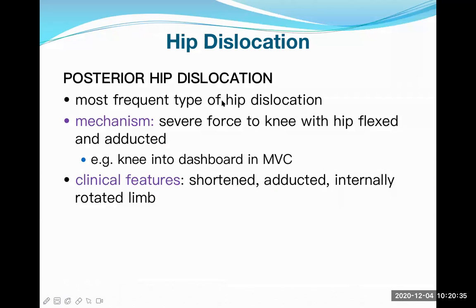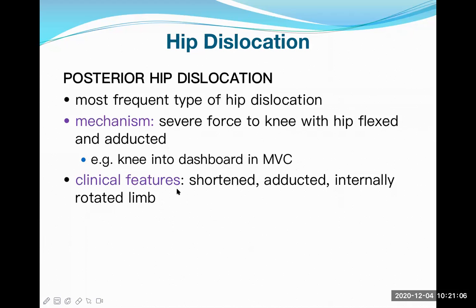Now this is posterior hip dislocation. This is the most frequent type of hip dislocation in clinical practice. And what is the mechanism? Severe force is necessary. In which position? When the hip is flexed and adducted, then posterior hip dislocation occurs. For example, injury into the dashboard in a motor vehicle collision, the picture which you saw before.